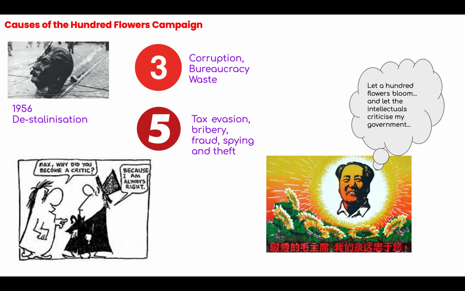As part of those Antis campaigns, they were used to incite terror within China and use that as a method of maintaining control. They targeted corruption, bureaucracy and waste in the 3 Antis, and the 5 Antis targeted tax evasion, bribery, fraud, spying and theft. Now, the idea of those campaigns was to eliminate anybody within China who was pursuing those things, and it led to a climate of fear.